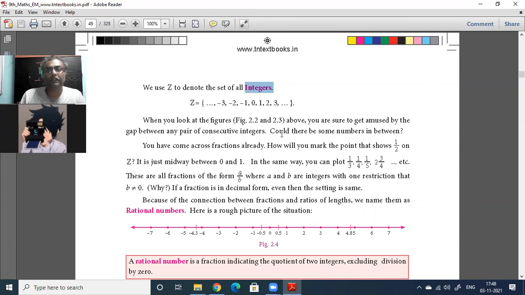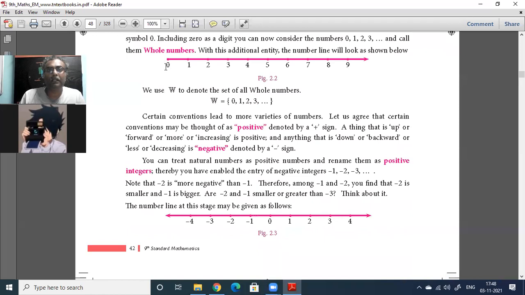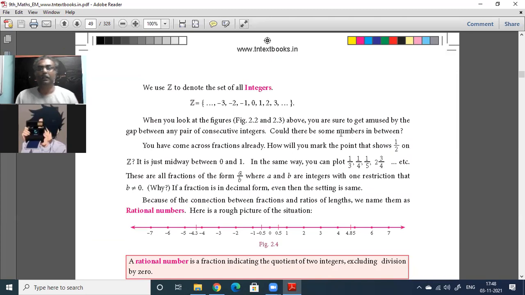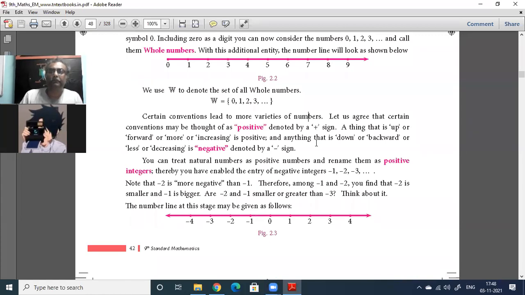When you look at the figures 2.2, 2.3, all these figures, look at this number line. You are sure to get amused by the gap between any pair of consecutive integers. Could there be some numbers in between? Is there some number here? Or is there some number here? Is there a number here? You think no? You never thought like that. But there is. Okay, there is.